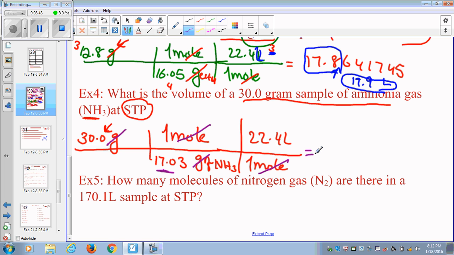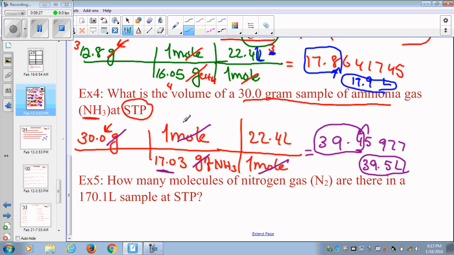Let's calculate this. When I calculate it, it gives me 30.0. I'm going to multiply it by 22.4 and divide by 17.03. I get 39.45977. I have more numbers than this, but I'll just stop right here. I need 3 significant digits, and my 3 significant digits will be right here. So I'm going to round this number up. My answer is going to be 39.5 liters.